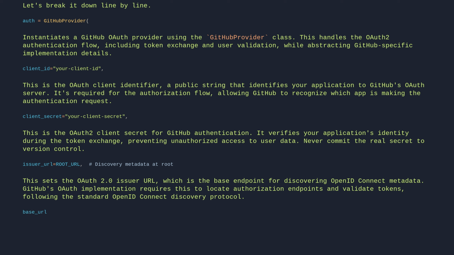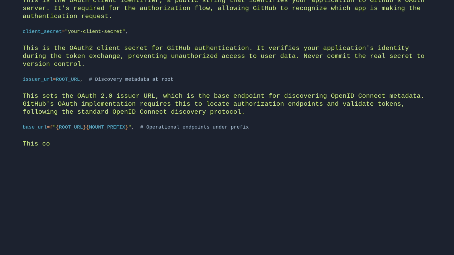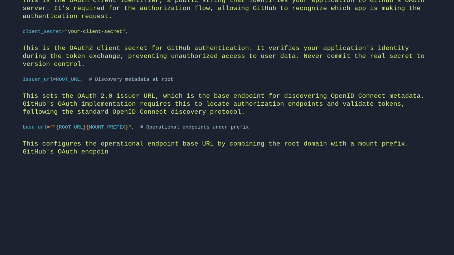base_url = f"{root_url}/{mount_prefix}", # operational endpoints under prefix. This configures the operational endpoint base URL by combining the root domain with a mount prefix. GitHub's OAuth endpoints are served under this path, ensuring all API calls route correctly to the provider's mounted location.